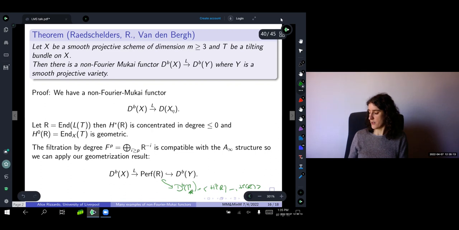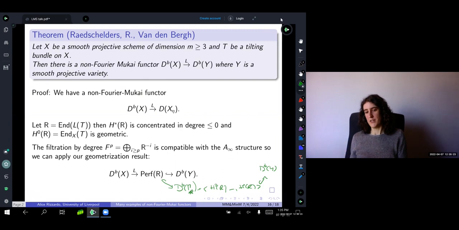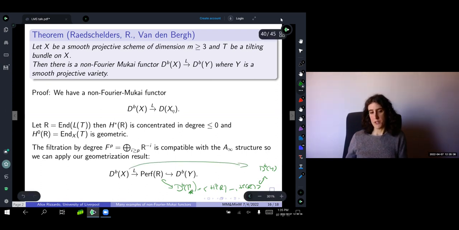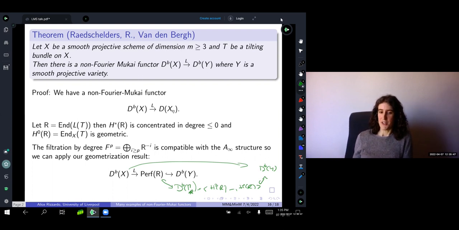And so because H0 of R is geometric, we can glue all of the geometric realizations to go back to D^b of Y. Because these are all embeddings into admissible subcategories, this won't break anything. And so this whole composition is non-Fourier-Mukai. And this gives us infinitely many non-Fourier-Mukai functors. In particular, there's a non-Fourier-Mukai functor for each scheme with a tilting bundle.